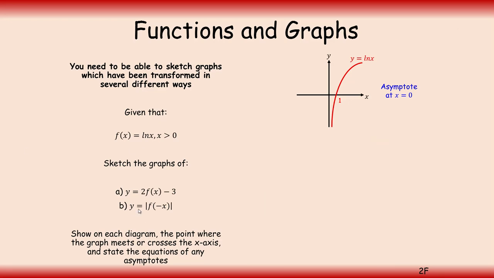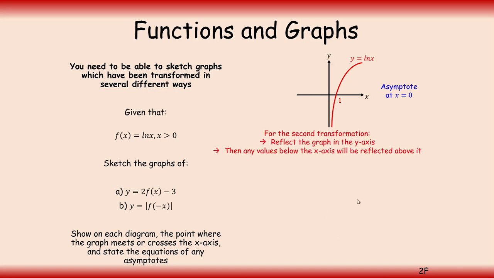So for part B, we want to sketch y equals the modulus of f of minus x. When it's minus x, that means it's going to be a reflection in the y-axis. So it's going to look like that. If we sketch it like so, that's what log of minus x looks like. It's a reflection then of log of x in the y-axis.